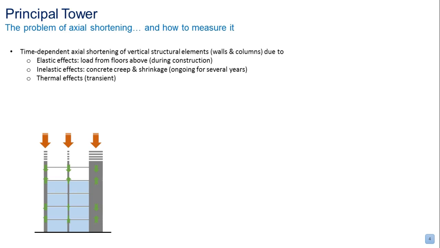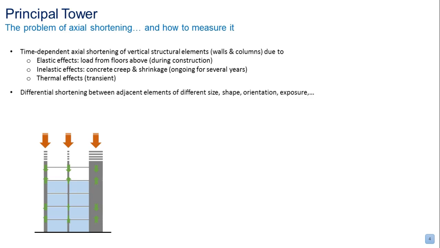They shorten due to a number of effects. You've got the elastic effects, which is due to the additional load being built on top of them, hence the shortening. But then you've also got the material effects, which are inelastic, and that's a combination of long-term creep and shrinkage of the concrete.